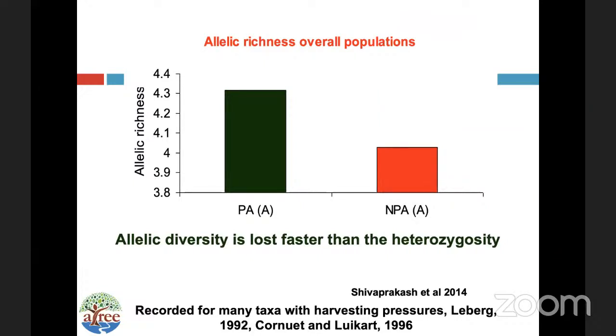If you look at allelic richness, which is one form of genetic diversity, we found that allelic diversity was low in the non-protected area compared to the populations within the protected area. This has been shown in many other taxa which are subjected to harvesting.